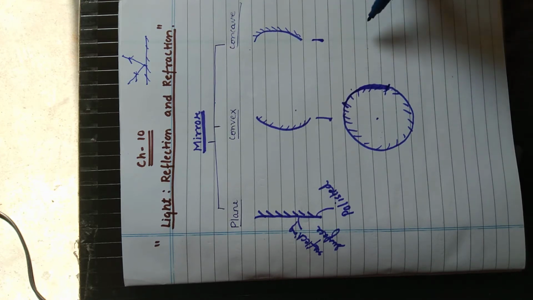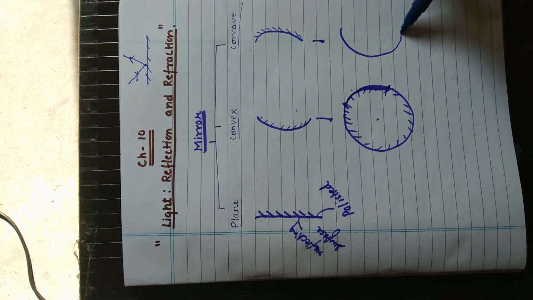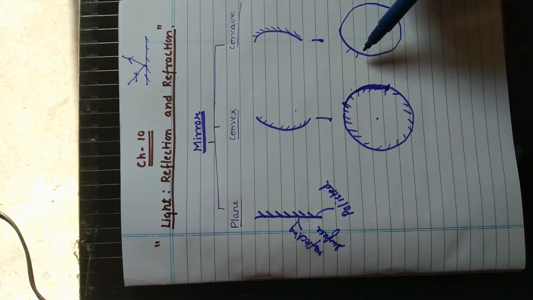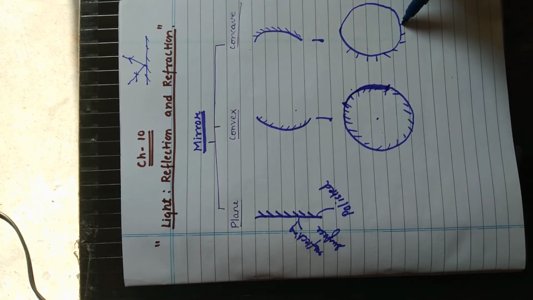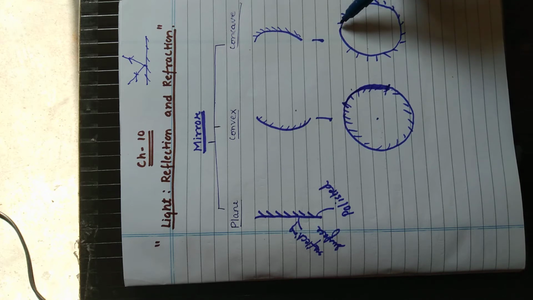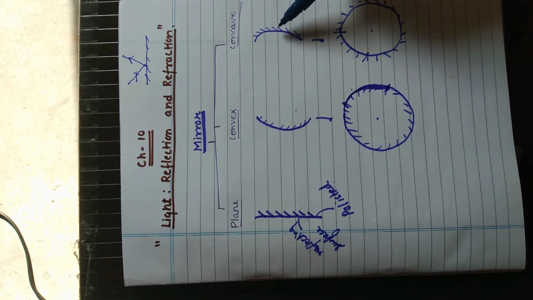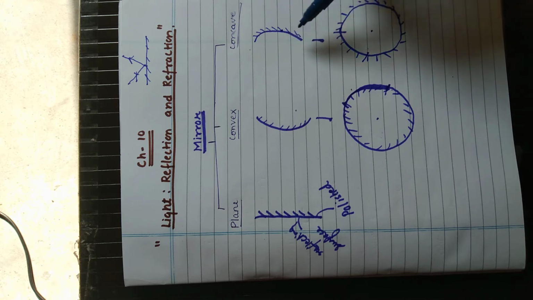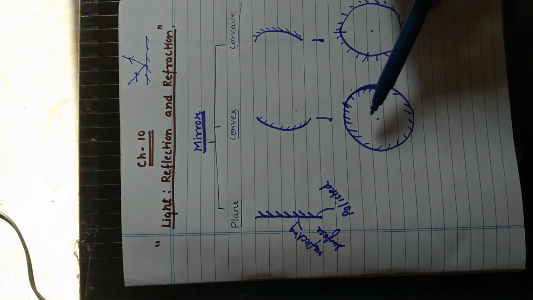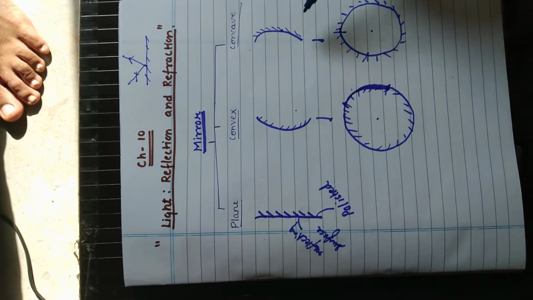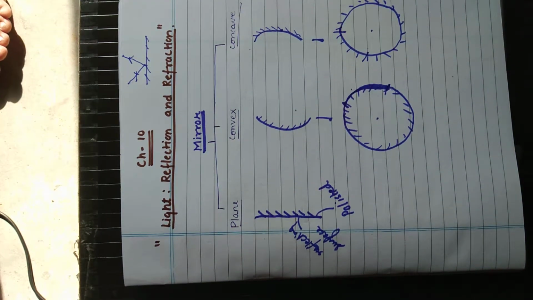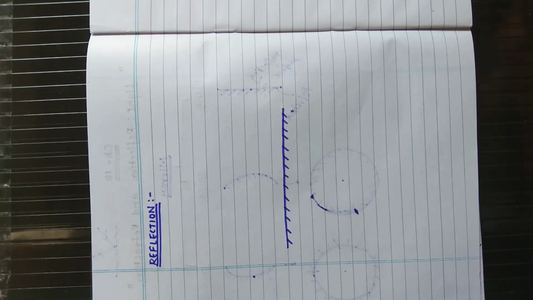Similarly, if we have a sphere in which we have polished the outer surface completely, then the inner surface is reflecting. When we cut a small curved part from this sphere, it will be the concave mirror. So in this way there are three types of mirror: plane mirror, convex mirror, as well as concave mirror.